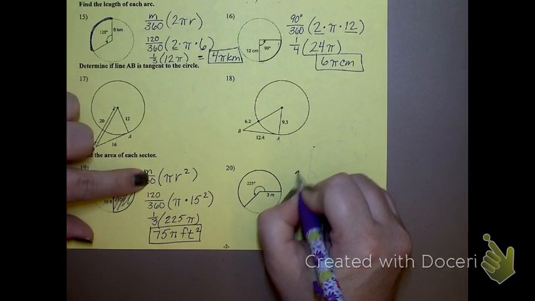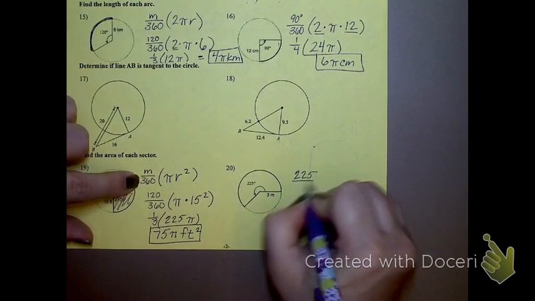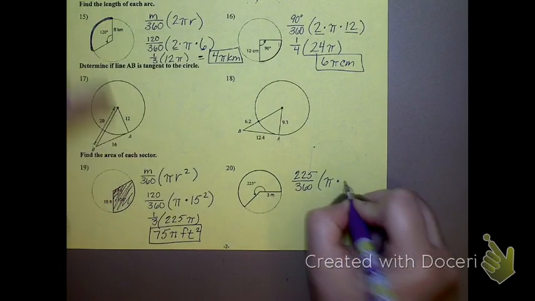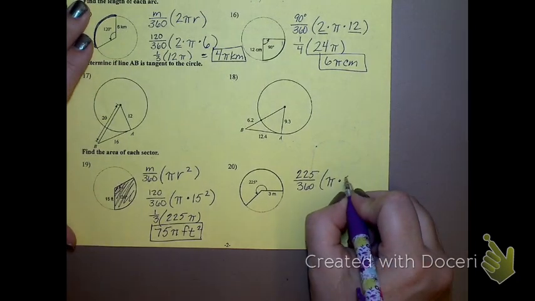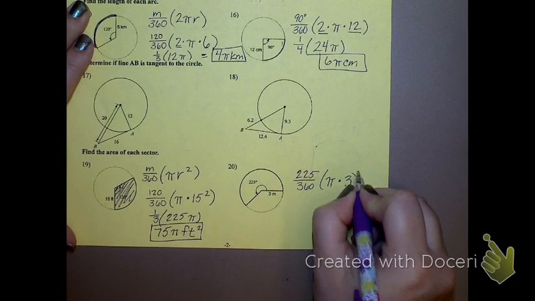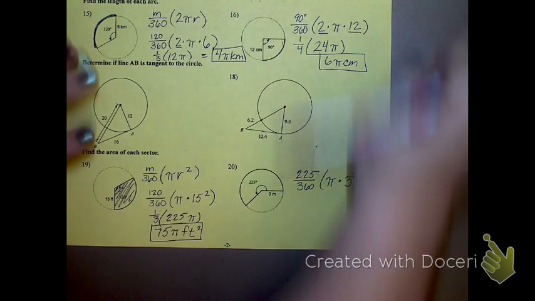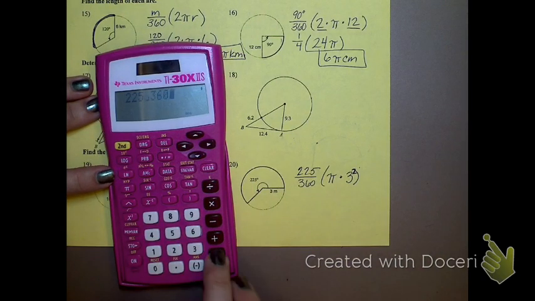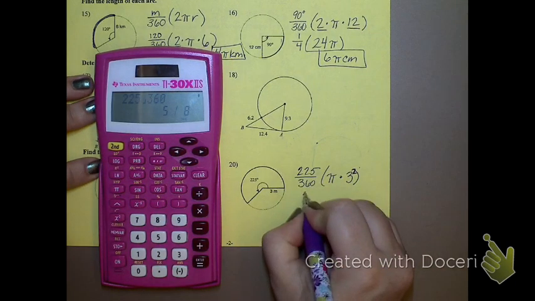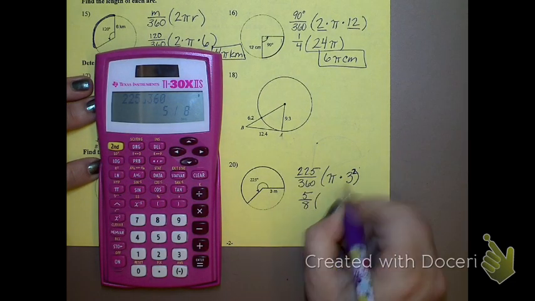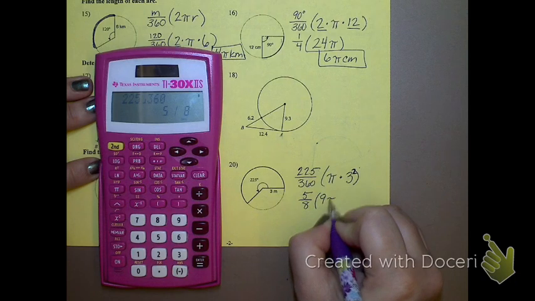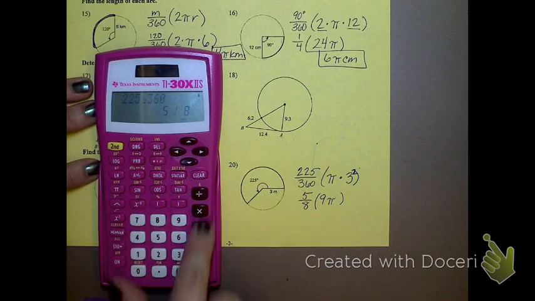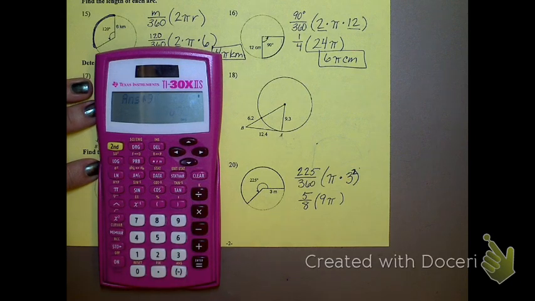So, same formula, 225 over 360 times pi times r. What's my r here? 3, and that's 3 squared. So, 225 over 360 reduces to 5/8 times pi times 3 squared. That would be 9 pi. How do I multiply 5/8 times 9? Well, 5/8 is on my calculator. I can just press times 9, and it gives me a mixed number.